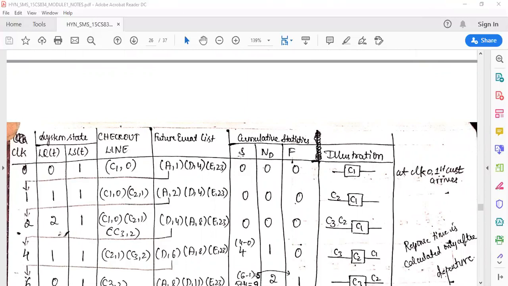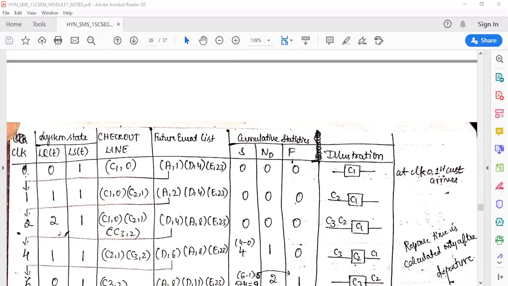What we have to find here is the average response time and the mean proportion of customers who have spent 5 or more minutes. In order to do that, the cumulative statistics variables are S, ND and F. Finally, I have added one more column which is called illustration. Initially, the clock will be 0. Immediately after you write the clock, you have to directly come to illustration.